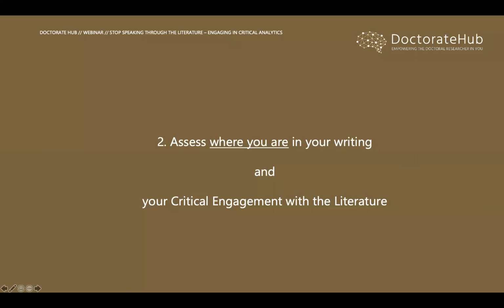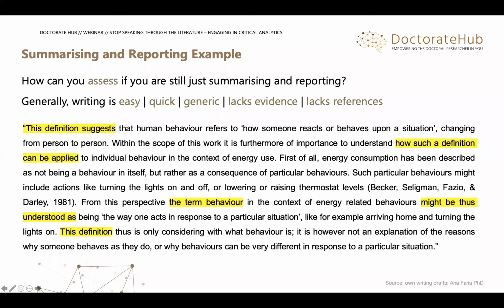Now, how can you assess where you are in your writing and your critical engagement with the literature? I would argue that's rather obvious and quick. Just check how long it takes you to write it. Is that easy, quick? Look into your writing. Does it lack evidence? Does it lack references? Is it generic? Now, this example here, this definition suggests that human referral refers to how such a definition can be applied. The term behavior, again, it's just defining things, might thus be understood as, again, just defining things.